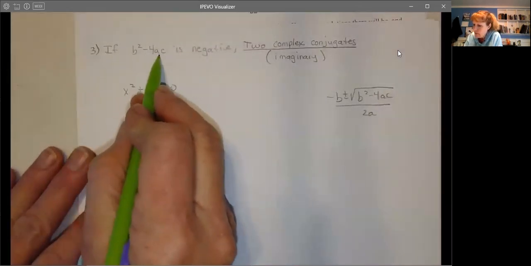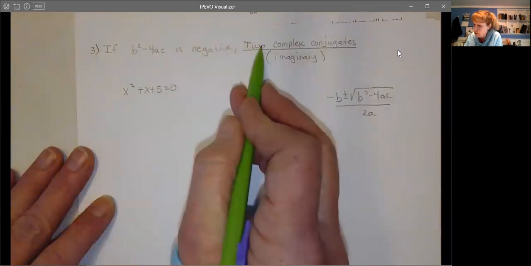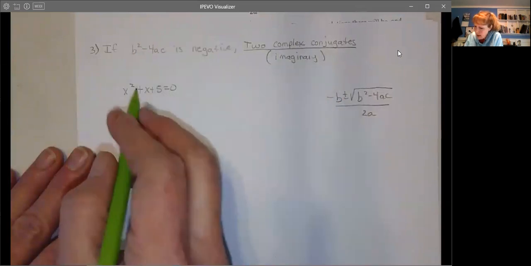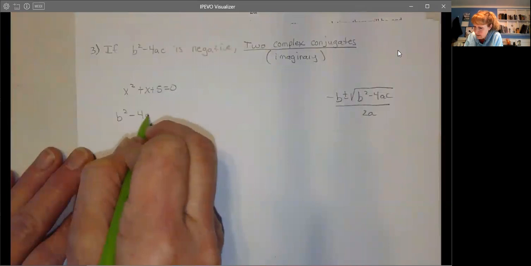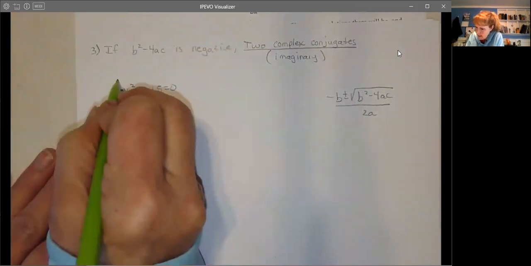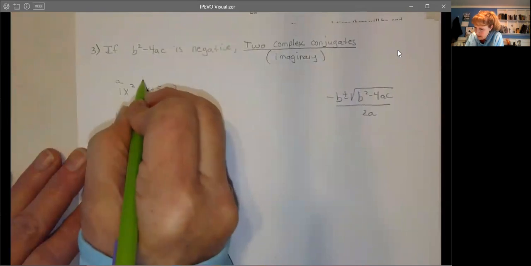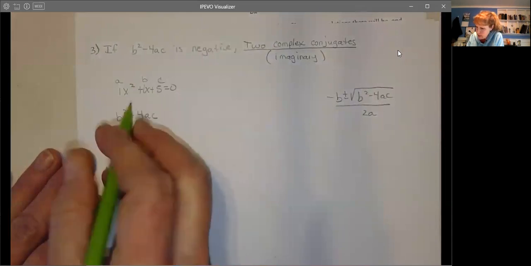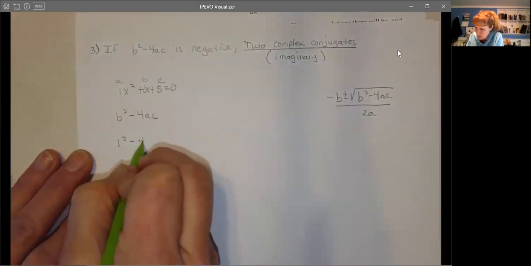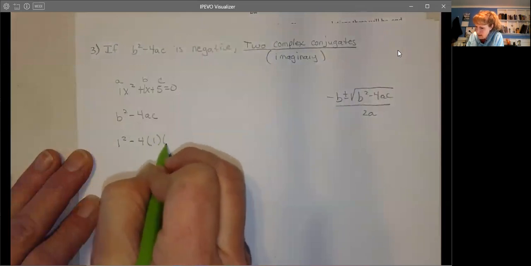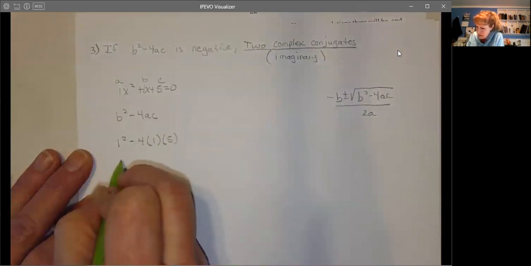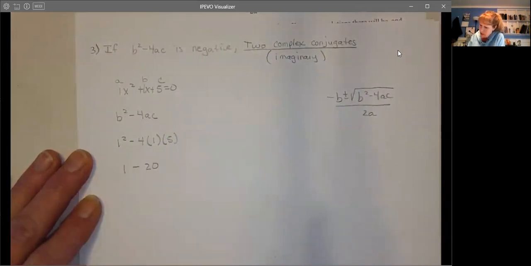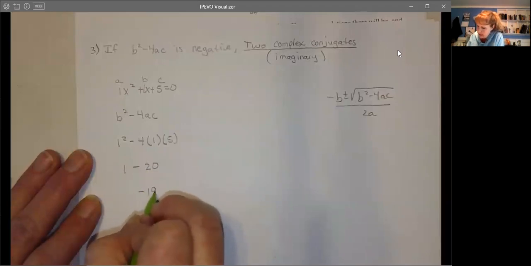If b squared minus 4ac is negative, okay, we have 2 complex conjugates. Why? Let's go through an example. We have b squared minus 4ac. Here's our discriminant. a is 1, b is 1, c is the number 5. So we're going to take b and square it, minus 4, a is 1 in this case, and c is 5. So 1 squared is 1, minus 20. So we end up with a -19.